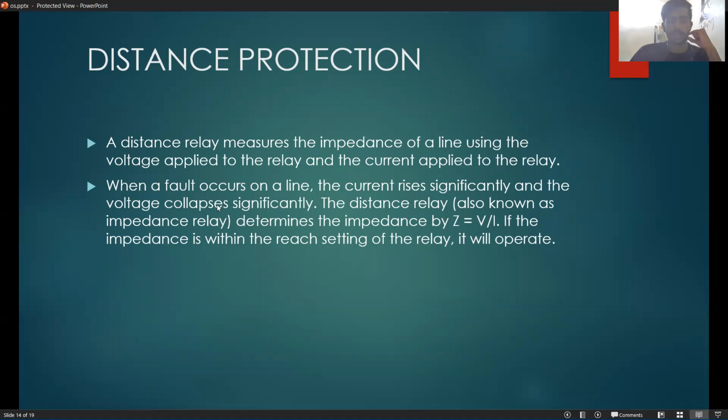So what is distance protection? A distance relay measures the impedance of a line using the voltage applied to the relay and current applied to the relay. When a fault occurs on a line, the current rises significantly and the voltage collapses significantly. The distance relay, also known as the impedance relay, determines the impedance by Z equals V by I. If the impedance is within the reach setting of the relay, it will operate.